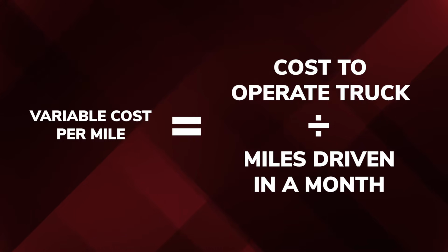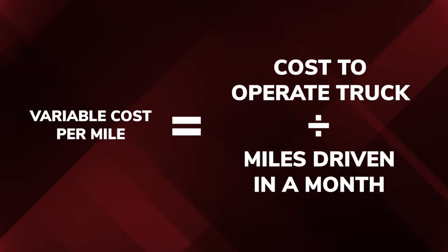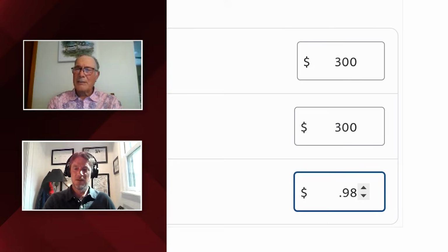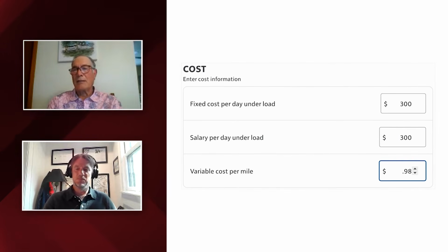So this will require you knowing the miles that you ran for. I would use a monthly average for miles. 98 cents is a good number, I think, especially someone with a newer truck who doesn't have a big repair bill, has a warranty.